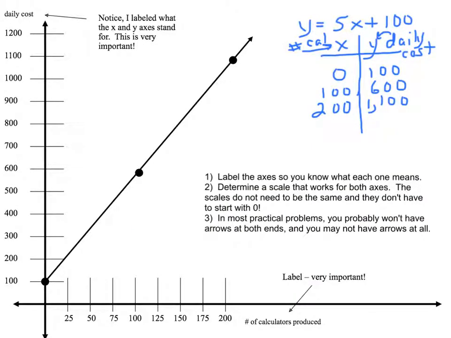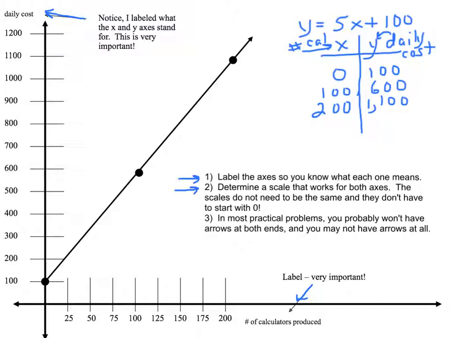In order to save time, I already constructed this graph, but I want to point out some very important things. First of all, it is very important that you go through and label the axes. And notice that I labeled both of the axes at the very beginning so that I know exactly what each of them mean. Second, you have to determine a scale that works for both axes. Notice that for my X scale, I decided to count by 25s.